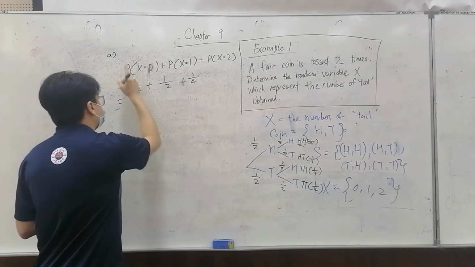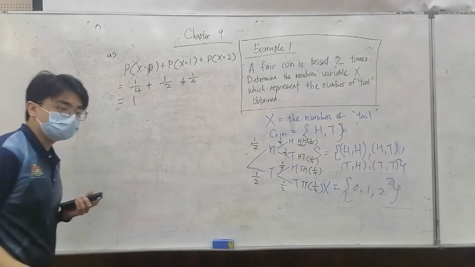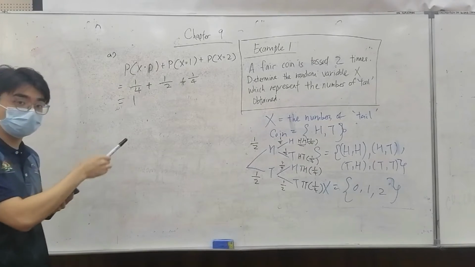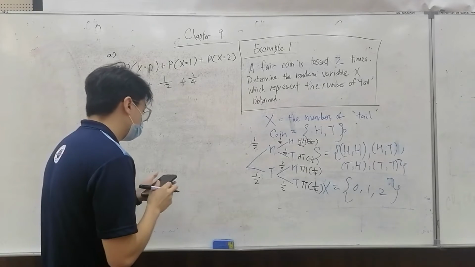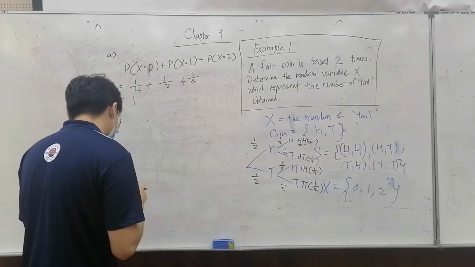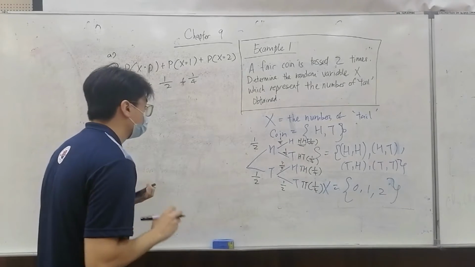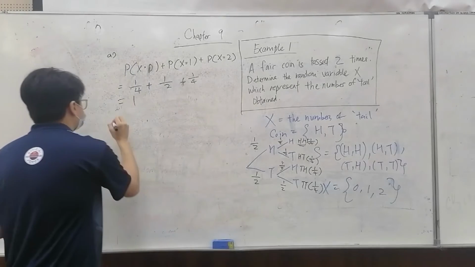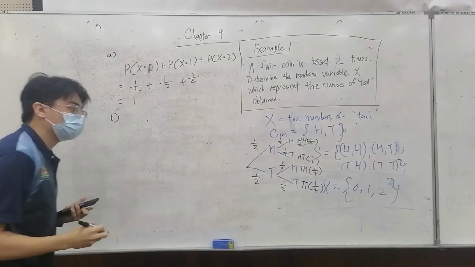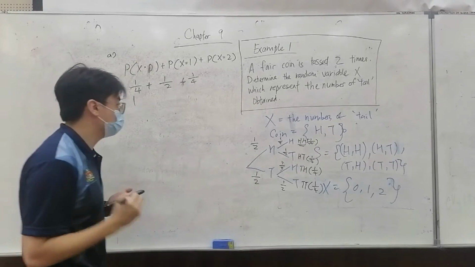So we can get that the sum of the probability is equal to 1. Since the sum of the probability is equal to 1, it is a discrete random variable. Okay, so in this chapter, we also need to know the way to construct a probability distribution table.